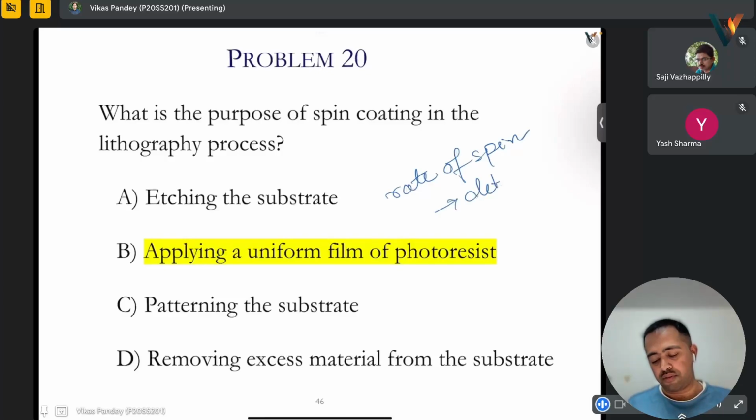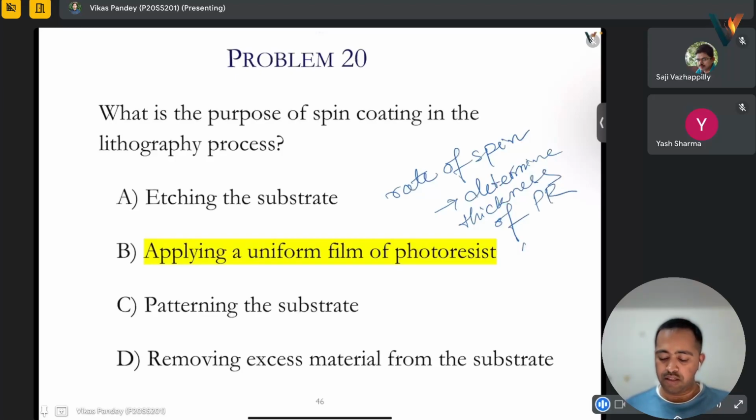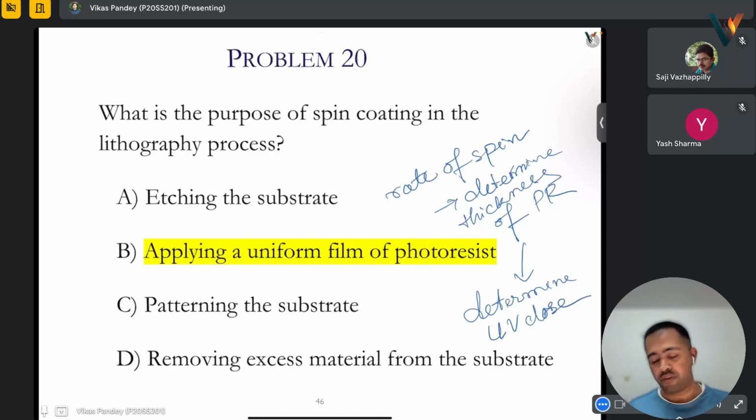determine the thickness of photoresist, and this in turn will determine the UV dose. Fine. So these are all interrelated.